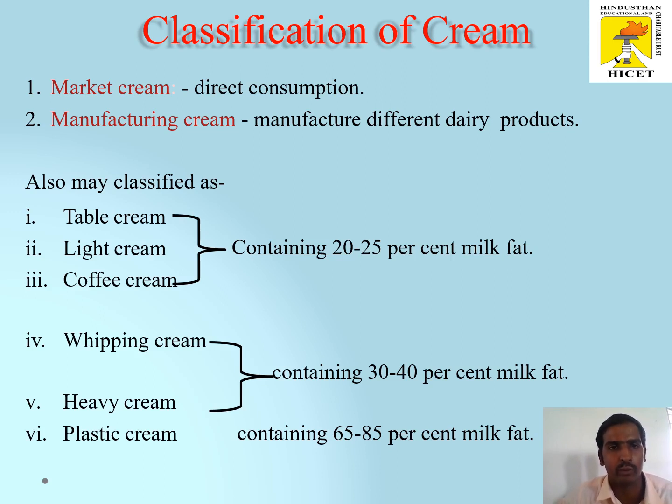Based on consumer preferences, we manufacture the cream and apply it over certain products. And as I told, based on the percentage of fat, if the cream contains 20 to 25% milk fat, then it is called table cream, light cream and coffee cream. If it contains 30 to 40% milk fat, we call it whipping cream and heavy cream. And if it contains 65 to 80% milk fat, then it is called plastic cream.